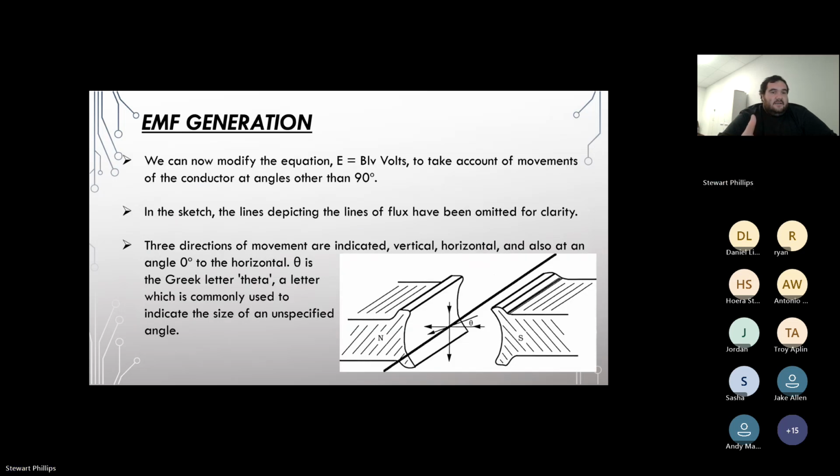So EMF generation. So now that we've figured out that an angle makes a difference, we can modify the equation E equals BLV, or LVB, that we were using, to take max EMF in the positive and negative sign of the sine wave.